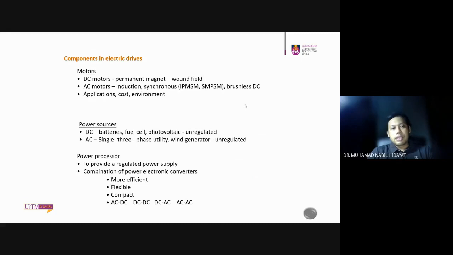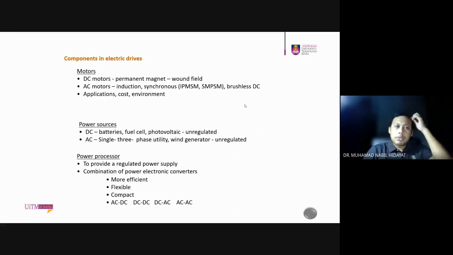And also components for power source. The power source for your motors can be DC, regulated, like a DC fuel cell, or unregulated, like PV. It can also be an AC source, a single or three-phase source. A wind generator, for example, can be unregulated.